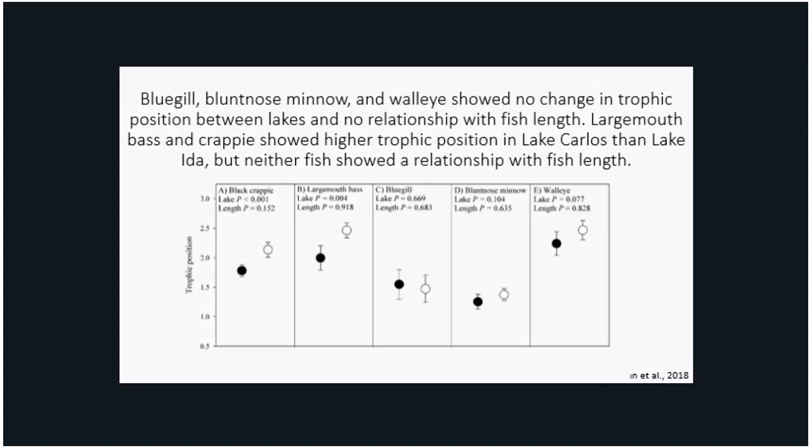Next, we used the N15 mixing models to understand where in the food chain the fish were eating. Similar to before, we have the trophic position along the y-axis, and the dark circles are Lake Ida, the open circles are Lake Carlos. Several species, including bluegill, blunt-nosed minnow, and walleye, showed no change in trophic position between lakes, but largemouth bass and crappie did have higher trophic positions in Lake Carlos. So they're eating higher in the food chain in the infested lake than they are in the uninfested lake.